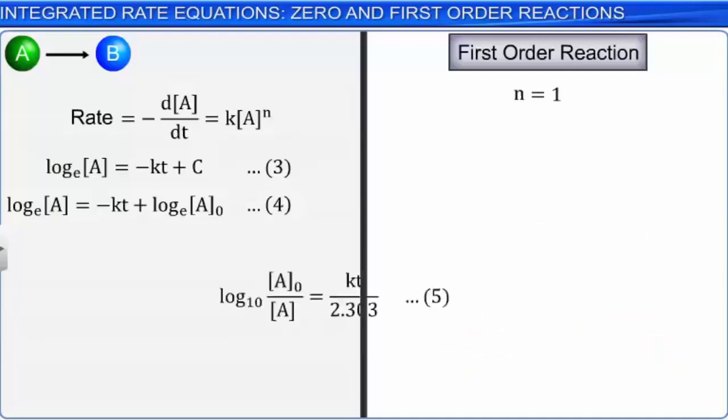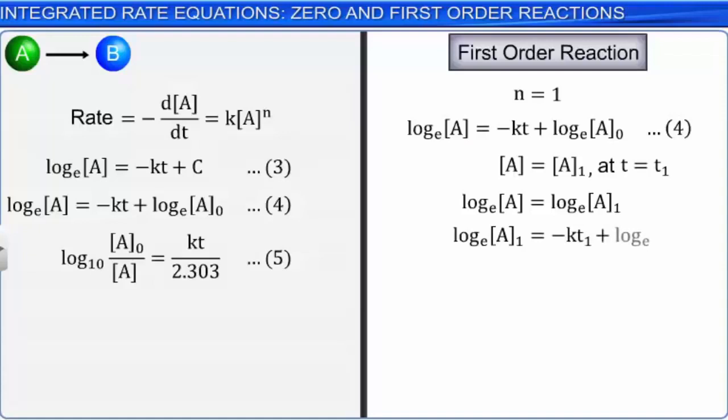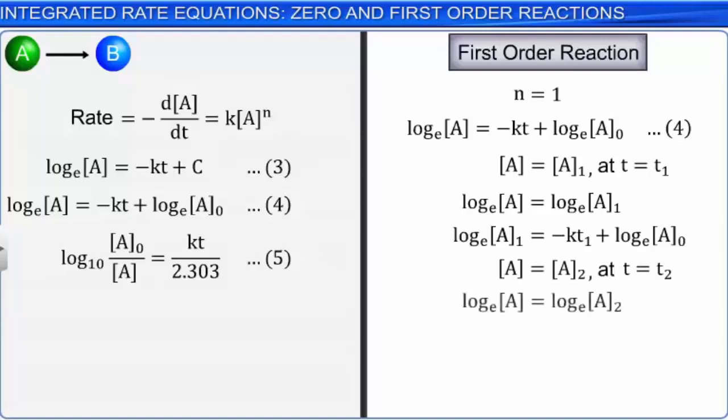If the concentration of A is A1 at time t1, then we can represent equation 4 as ln[A1] equal to -k multiplied by t1 plus ln[A0]. Similarly, if the concentration of A is A2 at time t2, we can represent equation 4 as ln[A2] is equal to -k into t2 plus ln[A0].